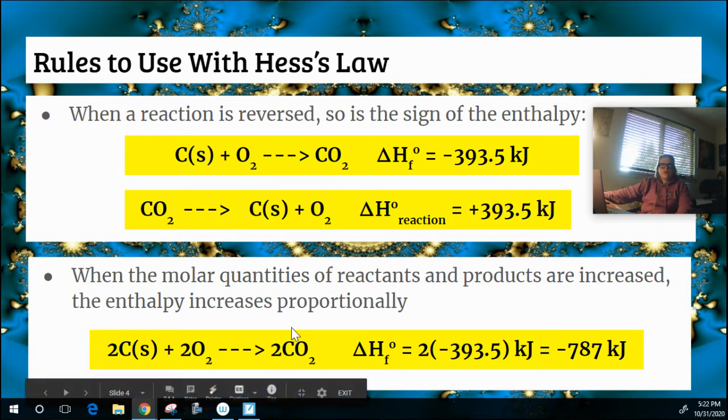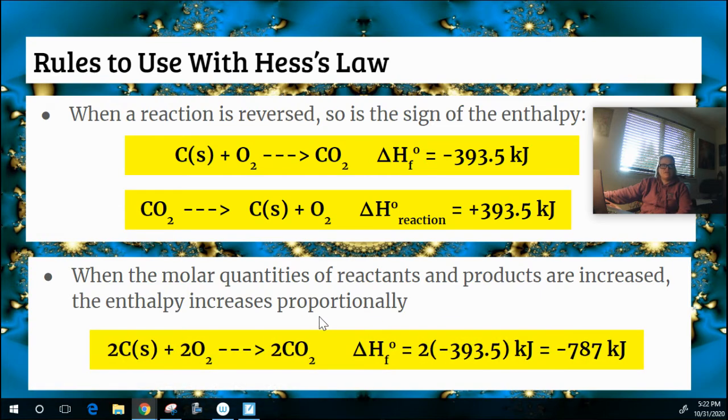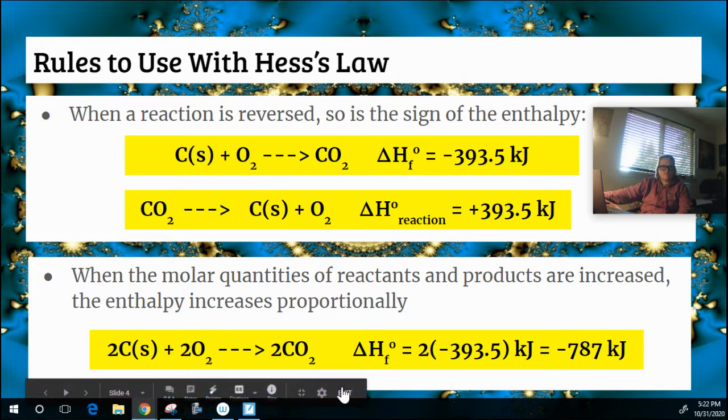All right, so now we have our rules in place. Let's use those two equations to make some carbon monoxide.